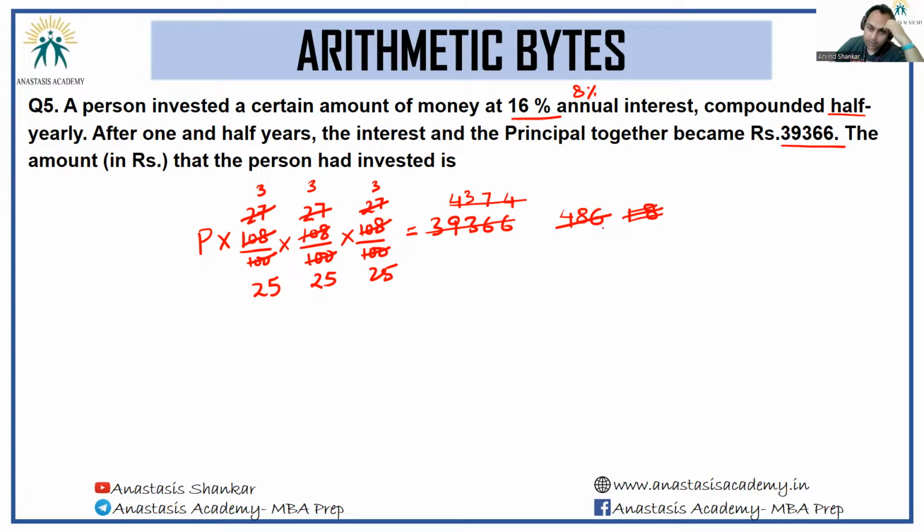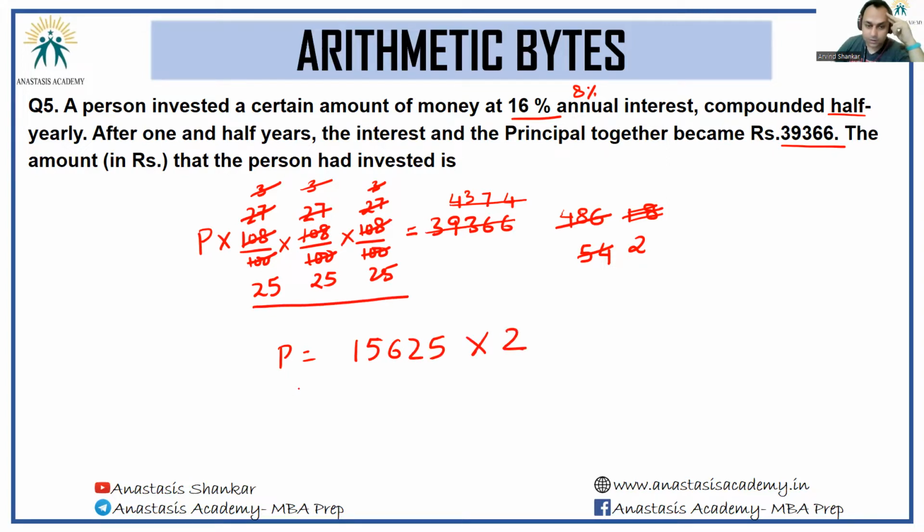No, I am a stupid person. If I'm cancelling this by 486 by 9, I will not get 18. I will get 5 and 4. And yes, now everything is fine. 3, 3, 3, 27 cancelled. I'm left with 2. Finally, P will turn out to be 15625, 25 cube into 2. So 30,000 plus 1250. So P will be equal to 31250. That will be the final answer.